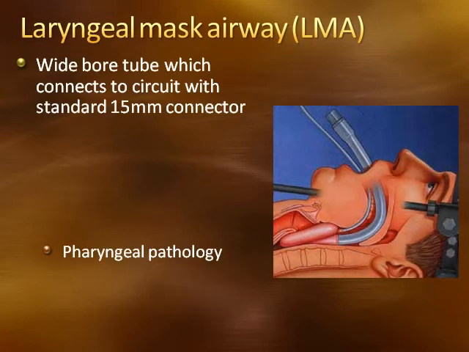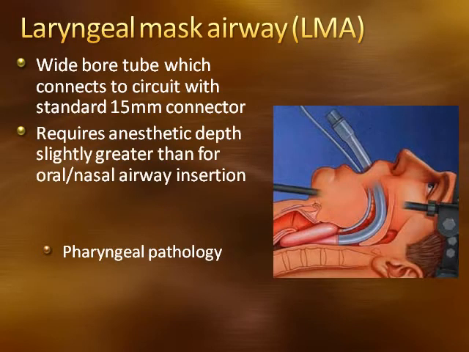An LMA consists of a wide-bore tube whose proximal end connects to a breathing circuit with a standard 15 mm connector, and whose distal end is attached to an elliptical cuff that can be inflated through a pilot tube. The deflated cuff is lubricated and inserted blindly into the hypopharynx so that once inflated, the cuff forms a low-pressure seal around the entrance to the larynx.